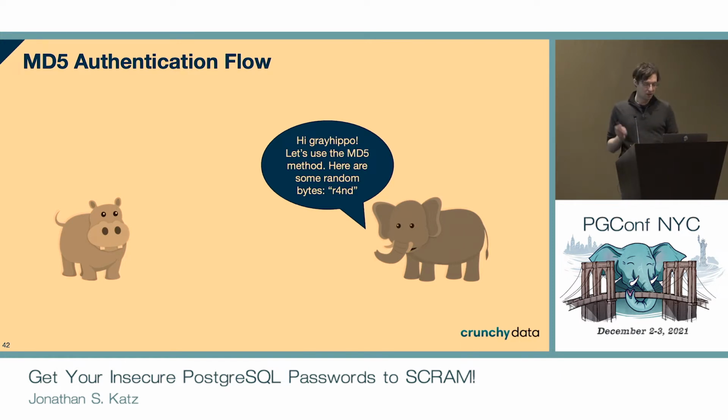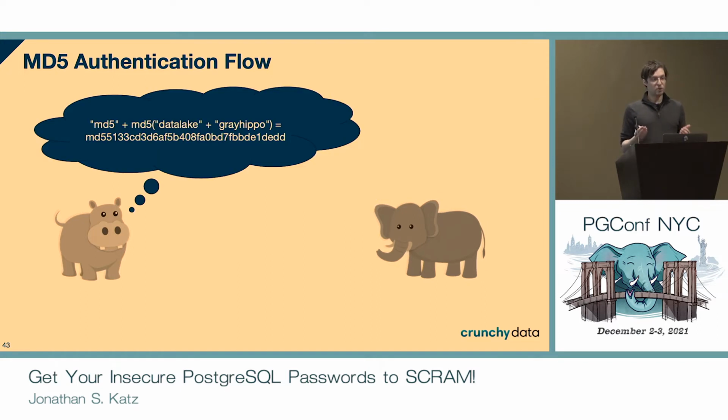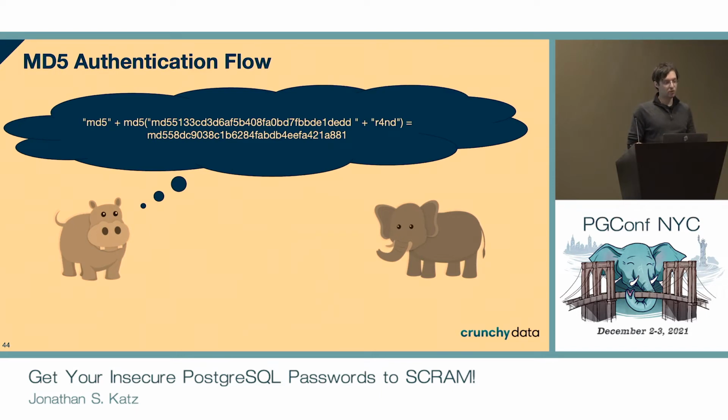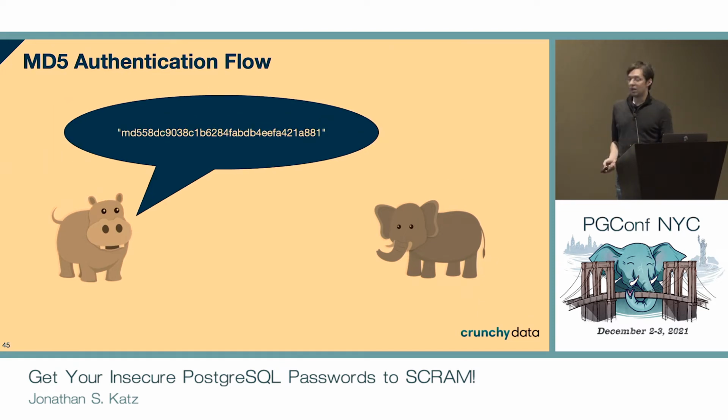So what happens is first that GreyHippo is going to generate what you would expect to exist on the Postgres server side, which is that MD5 hash of password plus username, and then prepend MD5 to it. Then as part of the authentication workflow, it adds that 4-byte nonce to it, takes an MD5 hash of that, prepends MD5 to it, and puts that all together, and sends that back to the server.